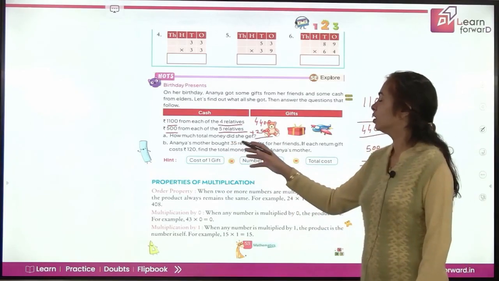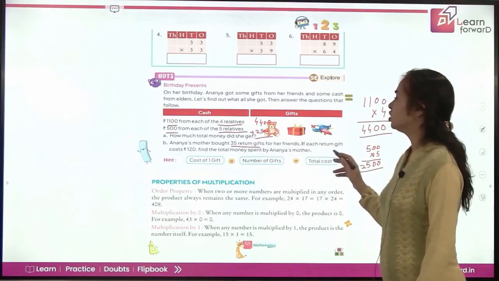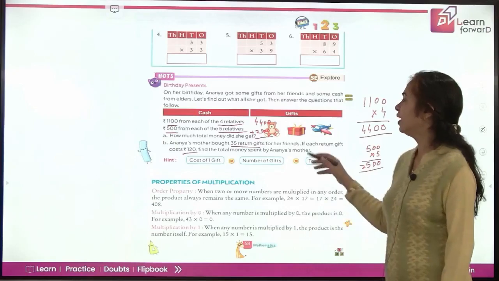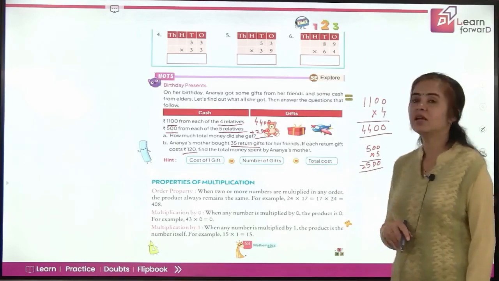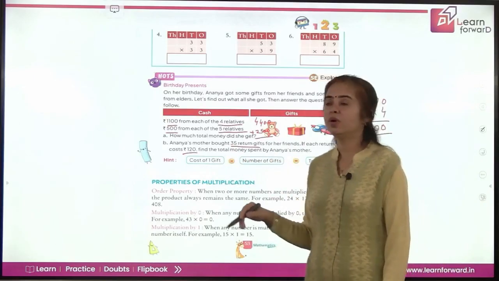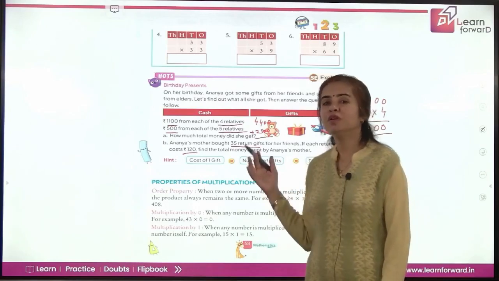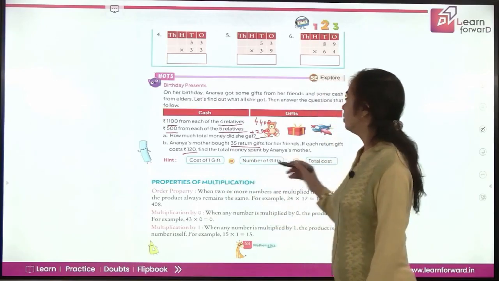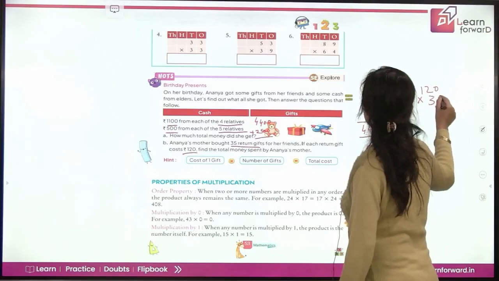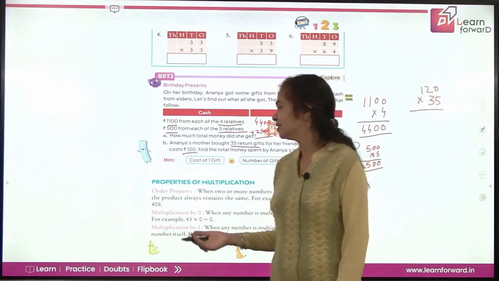Ananya's mother bought 35 return gifts for her friends. If each return gift costs rupees 120, find the total money spent by Ananya's mother. So the cost of one is 120. How will you find the cost of 35 return gifts? You will be multiplying. Yes. So multiply 120 by 35 in a 2-step way and get your answer.